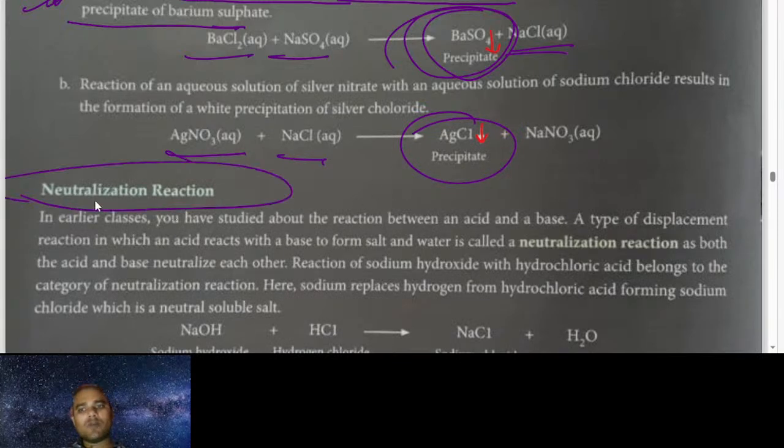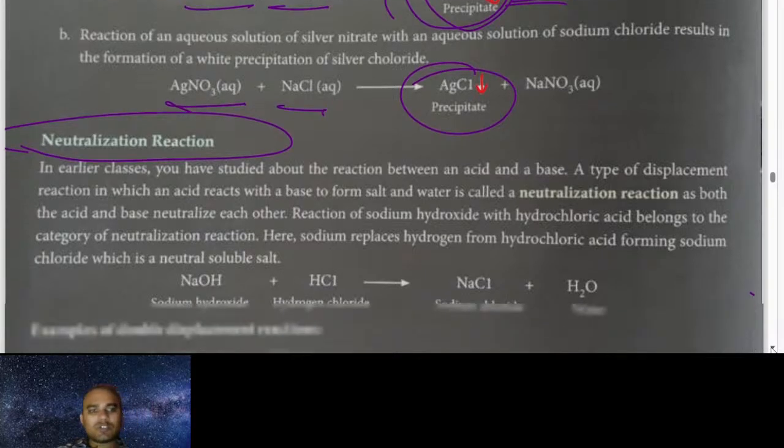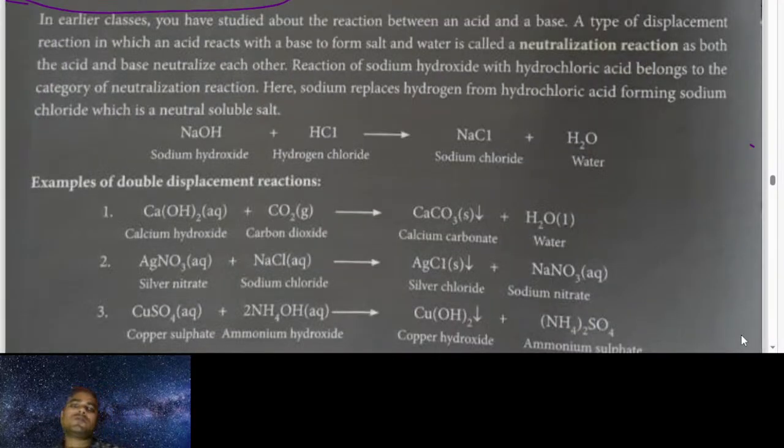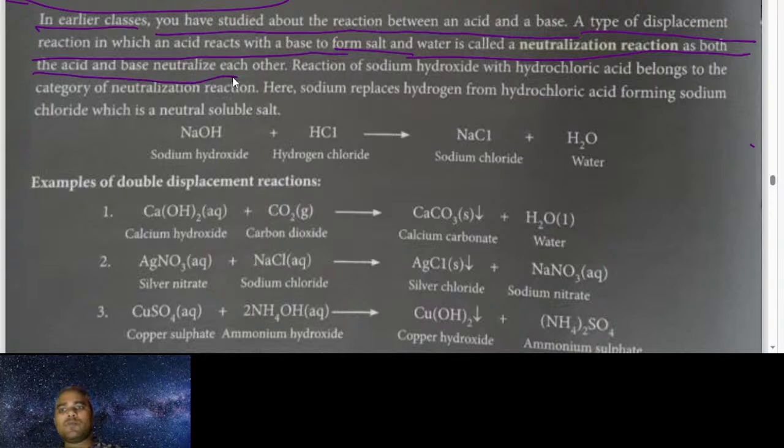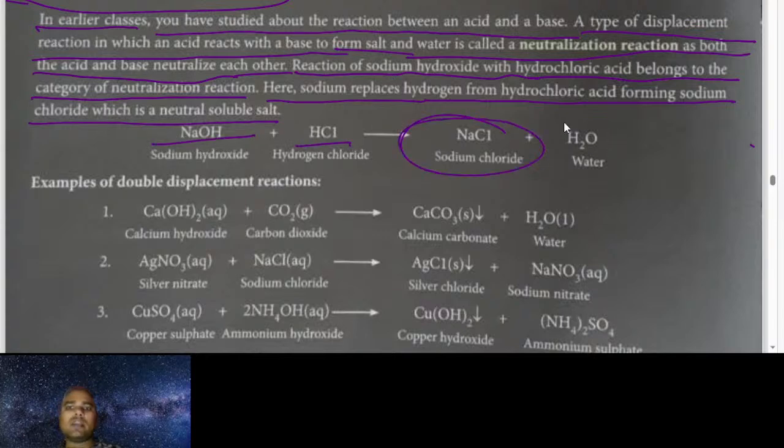Now, neutralization reaction. What is the neutralization reaction, student? This is also called the acid base reaction. In earlier classes you have studied about this reaction between acid and base. It is a type of displacement reaction in which an acid reacts with a base to form salt and water, called neutralization reaction. As both the acid and base neutralize each other, the reaction of sodium hydroxide and hydrochloric acid belongs to the category of neutralization reaction. Here sodium replaces hydrogen from hydrochloric acid, forming sodium chloride, which is neutral and soluble. So NaOH and HCl will form NaCl and H2O.